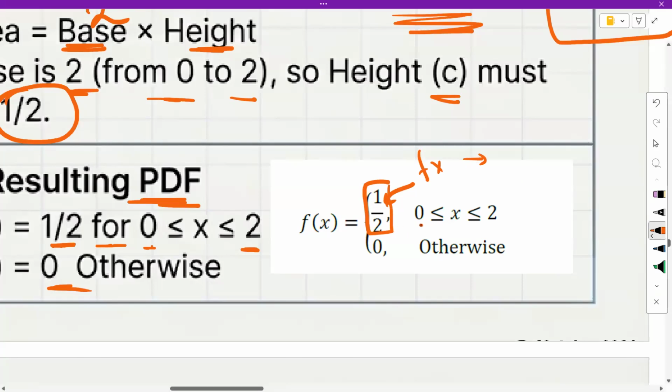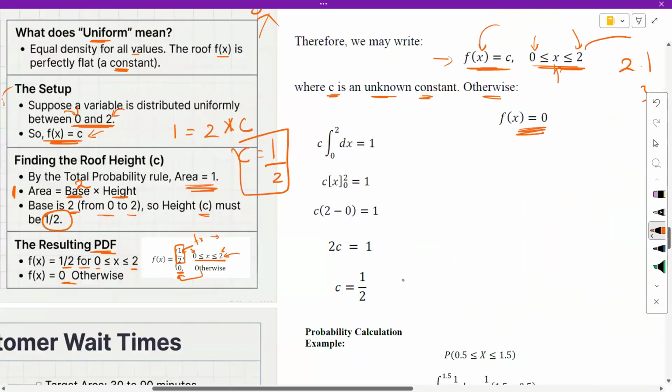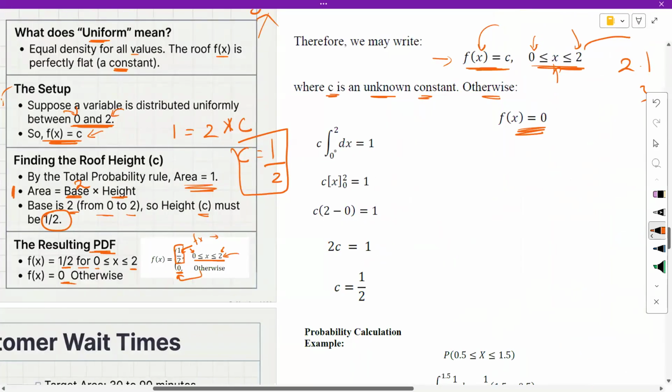But the range: the minimum value is 0, the maximum value is 2. If x takes any values beyond this, the probability is 0, the area is 0. Otherwise 0 means if anything violates this rule, then it becomes 0. The area becomes 0. So this is the normal function.